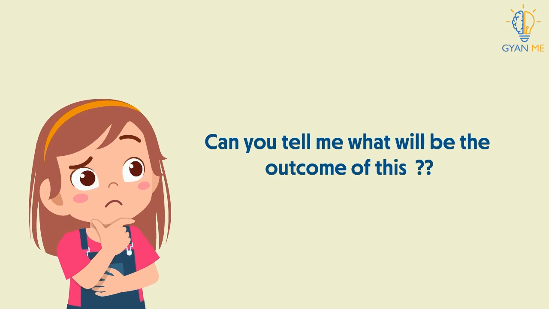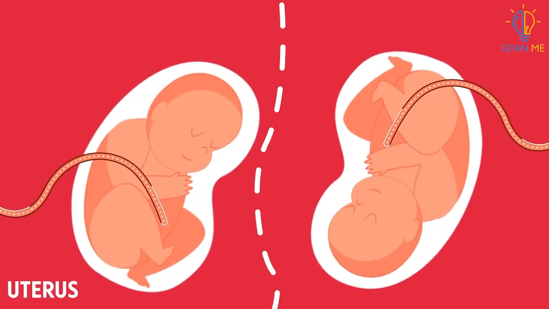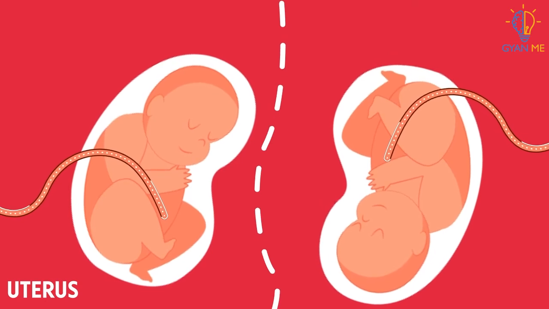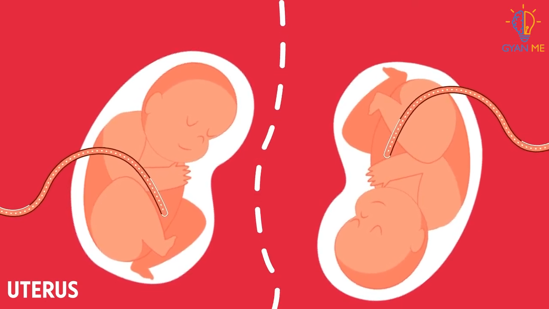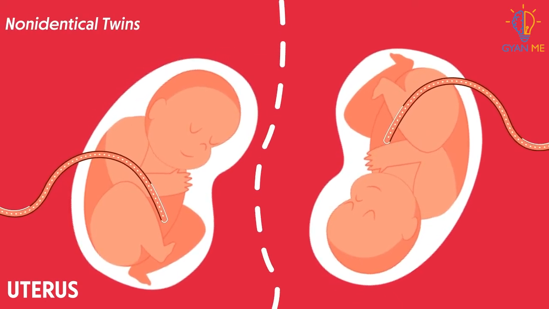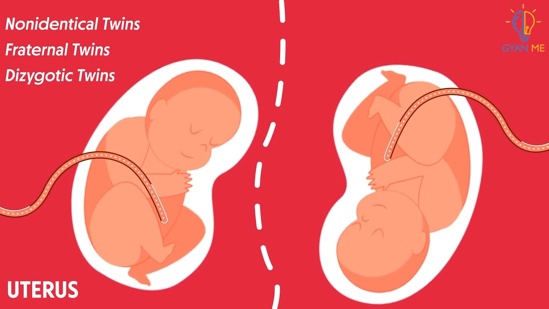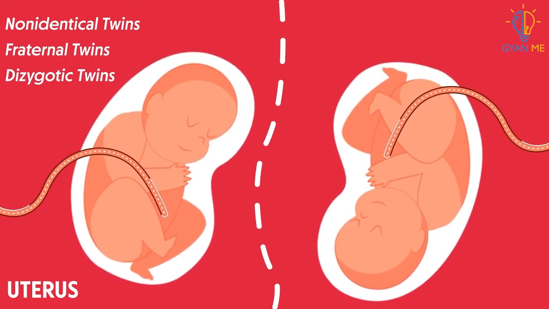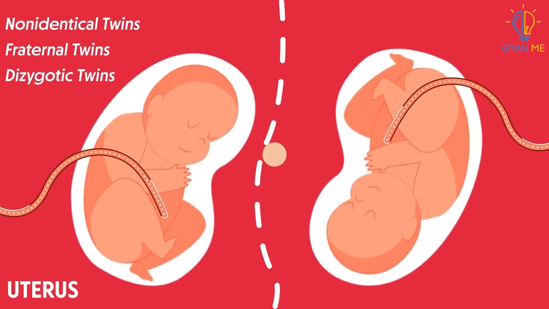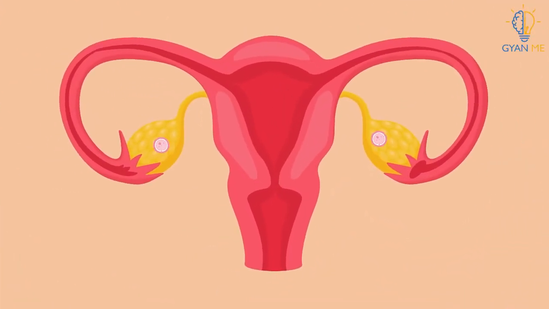Correct. There'll be 2 embryos and 2 fetus and 2 kids. Both these kids are called as non-identical twins or fraternal twins or dizygotic twins. Students, we are calling this as dizygotic twins since here there is dizygotic fertilization. That is, 2 zygotes are formed because of 2 fertilization.